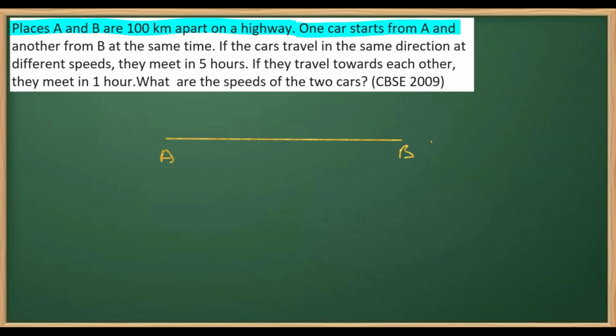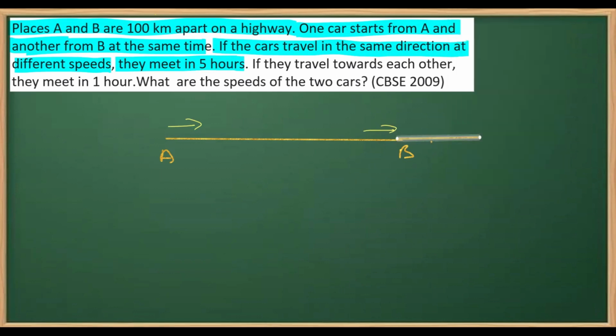One car starts from A and the other from B at the same time. If the cars travel in the same direction at different speeds, they meet in 5 hours. So let's say if car A is traveling in this direction and the other in the same direction, obviously they are going to meet somewhere beyond B. Let's say C is the point at which they are meeting in 5 hours.